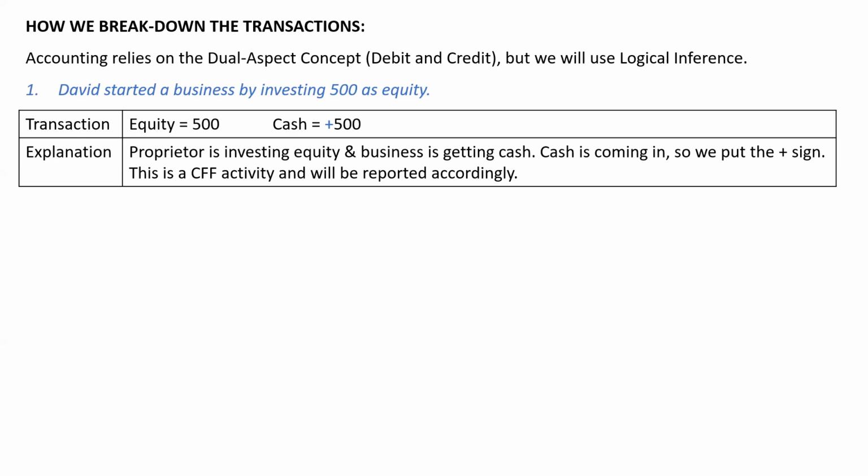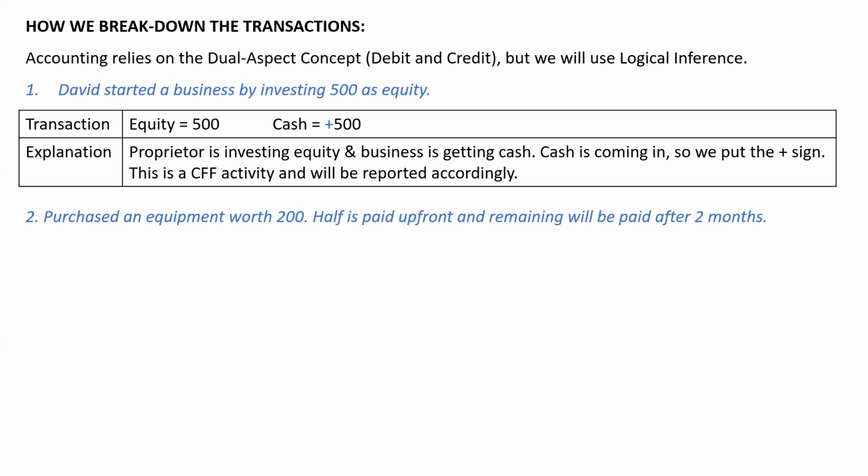Next, we classify the nature of this cash movement. Is it related to operating, investing, or financing activity? Because this transaction involves raising funds for the business through equity, it falls under cash flow from financing activities. Let's see another example.